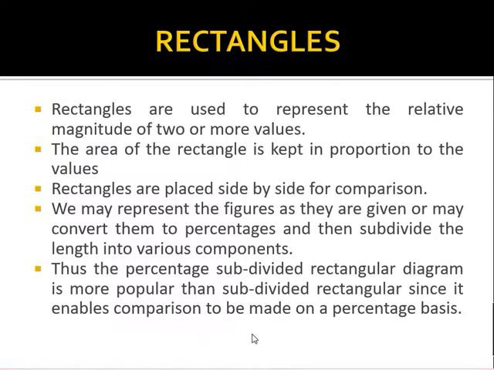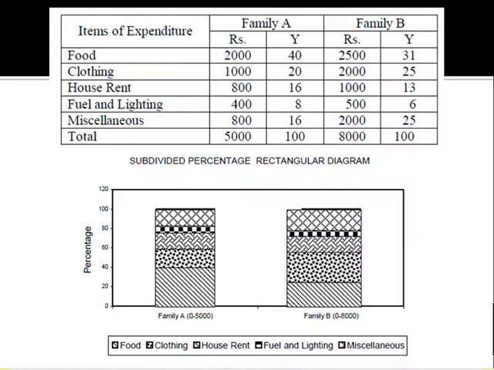Thus, the percentage subdivided rectangular diagram is more popular than the subdivided rectangle, since it enables comparison to be made on a percentage basis. So, we will see what it represents. Here there are two families, and here is given the list of expenditure met by these two families in rupees. The total expenditure for family A is 5,000, whereas the total expenditure for family B is 8,000 in a particular month.